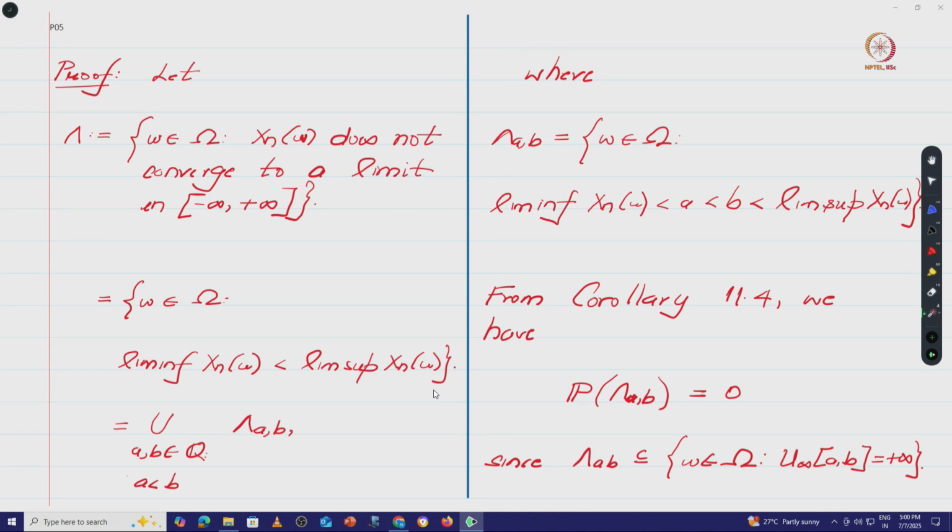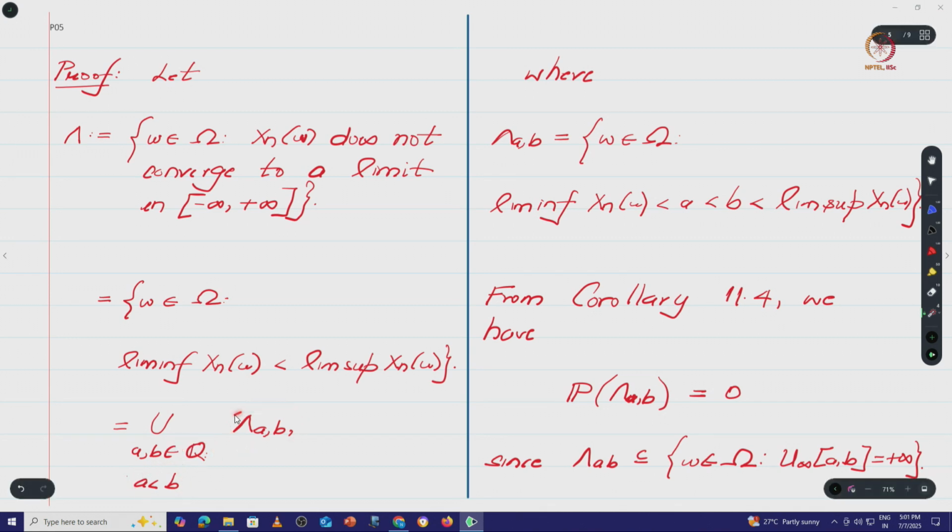And what we are going to do now is break down this event into a union of some very interesting events. We will break down this event as a union of events which are indexed by A and B, where A and B are rational numbers with the property that A is less than B.